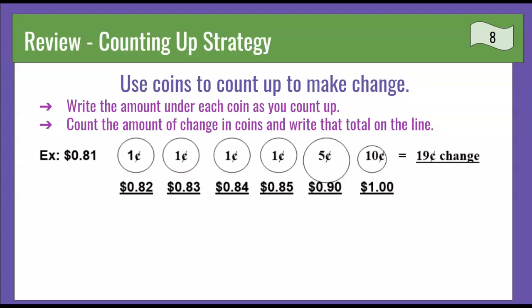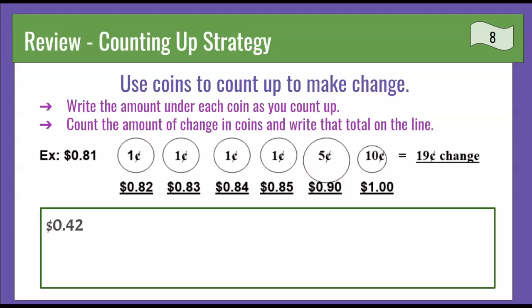I'm going to start at 81 cents, add a penny to get 82 cents, add another penny to get 83 cents, another penny for 84 cents, and a fourth penny to get a total of 85 cents. Once I get to 85 cents, I can easily add a nickel to get to 90 cents. And then, of course, I just need to add a dime to get to $1. If I add up all those coins, the dime, the nickel, and the 4 pennies together, I will have 19 cents change. So although this does take a little bit more time, you know exactly what coins you will get when you subtract, when you count up using this strategy.